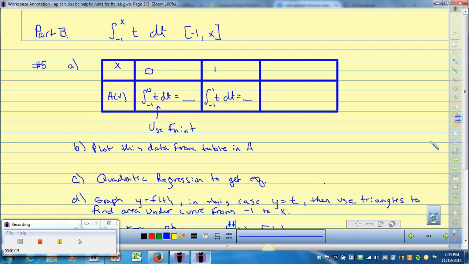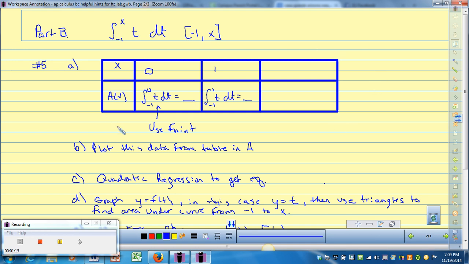All right, Part B. In this one, what you are doing is using the rule of 3, which means you're going to look at this problem graphically, analytically, and numerically. So what we are talking about is the definite integral from -1 to x of t dt on the interval from -1 to x, obviously. And Part A says to fill in this table.